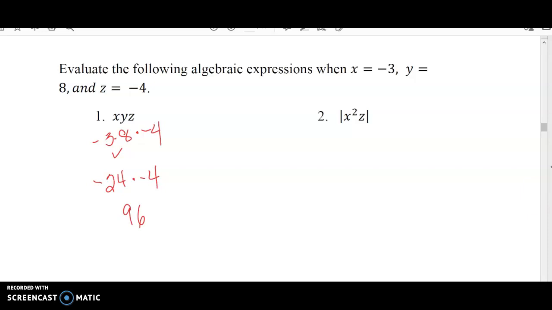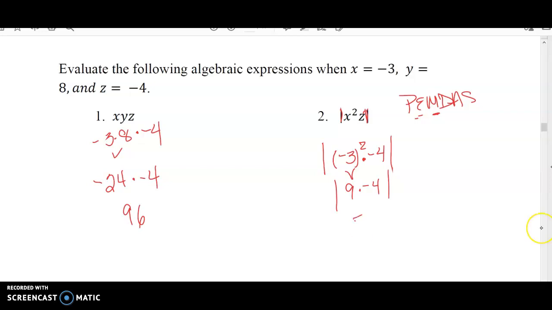We learned about evaluating expressions when you have an exponent. Remember, always put whatever x's value is inside the parentheses. And we also, in this problem, have absolute value here. So we have x squared times z. So x is negative 3. So we're going to put negative 3 because I want to square everything that x is. So negative 3 squared times z, which is negative 4. And then this is all in the absolute values. So PEMDAS says exponents before you multiply. So negative 3 times negative 3 gives me a positive 9 times negative 4. Good, I did that first. 9 times negative 4 gives me a negative 36. And then I want to find the absolute value of that, and that's 36.